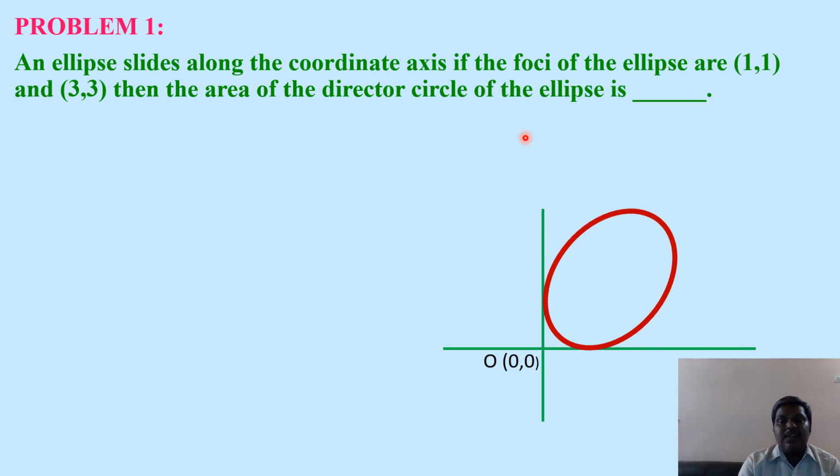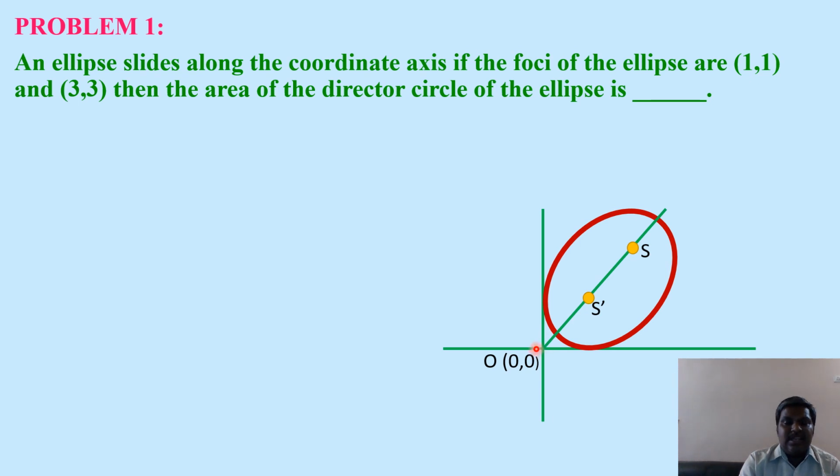Say it touches both the coordinate axes as shown in the figure. This is the axis of the ellipse having foci at S' and S, namely (1, 1) and (3, 3) respectively. What you have to find out is the area of the director circle. Is this a tangent to the ellipse? Yes. This is also another tangent of the ellipse. The two tangents make an angle of 90 degrees at the origin.